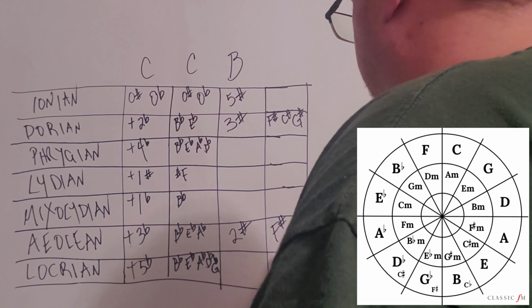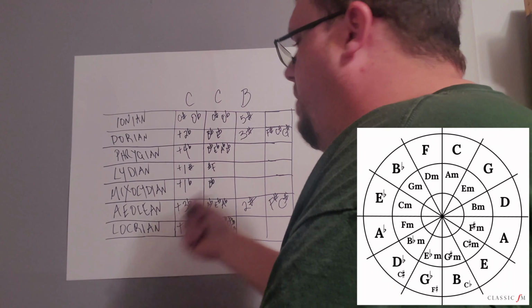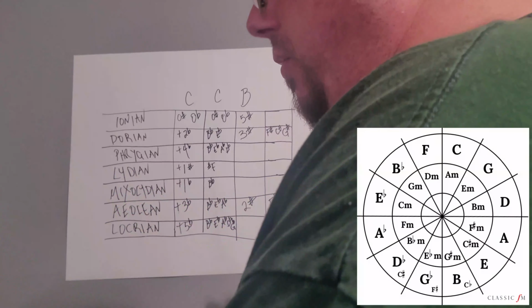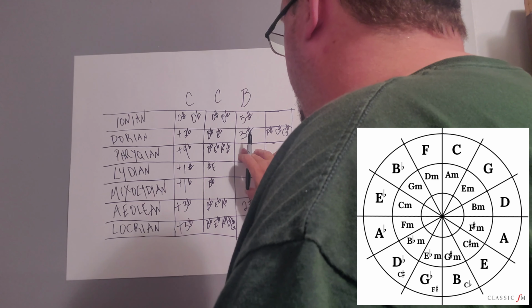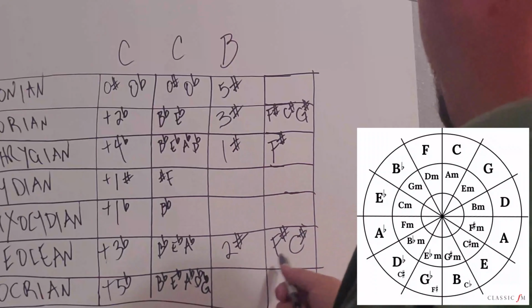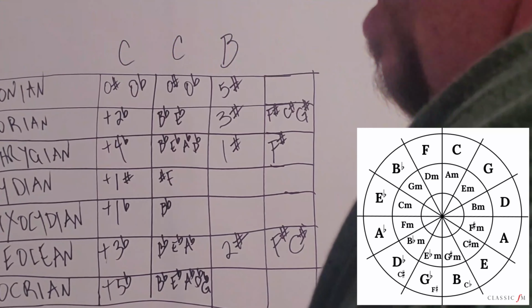And you can use the same ideology with Phrygian. Phrygian is a minor scale with a lowered 2nd. So you're going to take away one more sharp from this key signature. You're only going to have one sharp. So instead of a C sharp being your second scale degree, it's going to be a C natural.